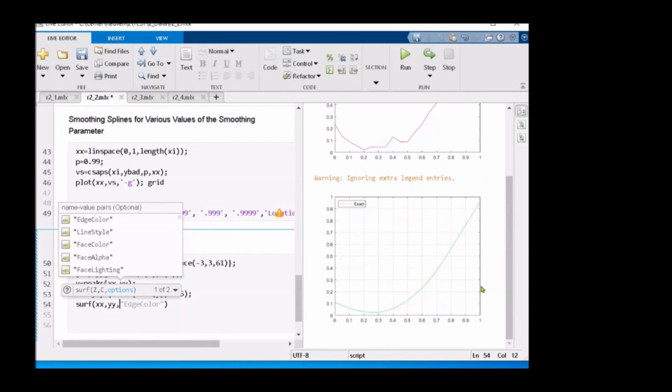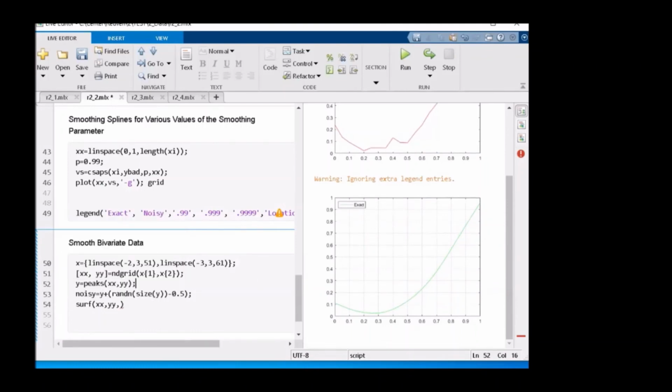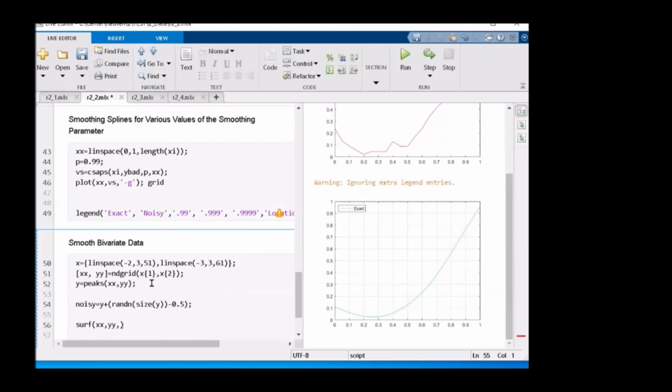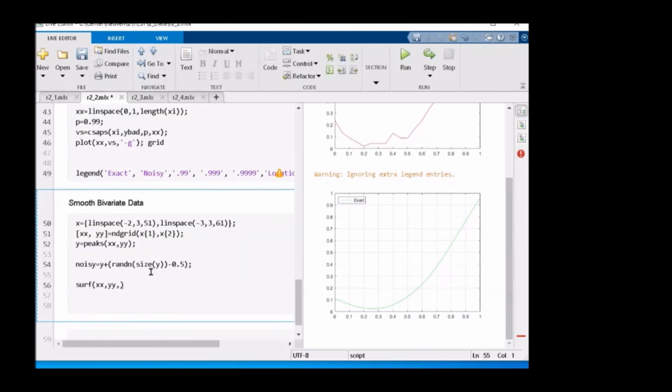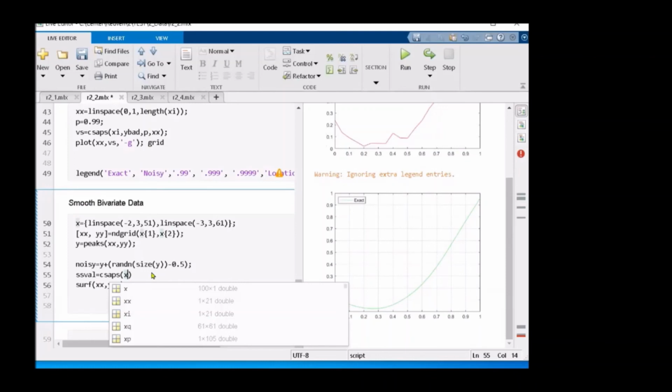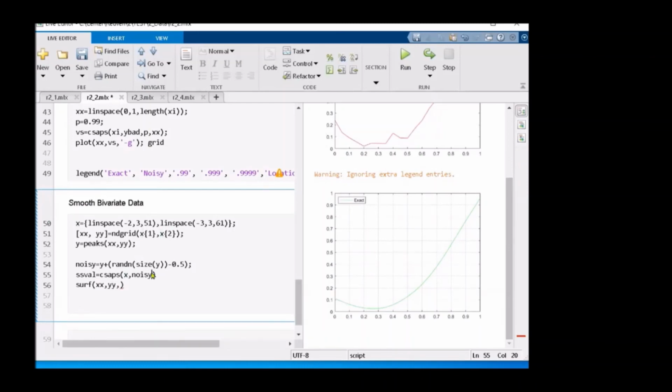Again, x, y, and sorry, I forgot to calculate the smoothing. Okay, let's calculate the smoothing. No, we should do it after the noisy result. The smoothing calculation looks like this. Let this variable be equal to csaps, and we have x and noisy, and we should choose the value of the parameter. Let it be close to 1.